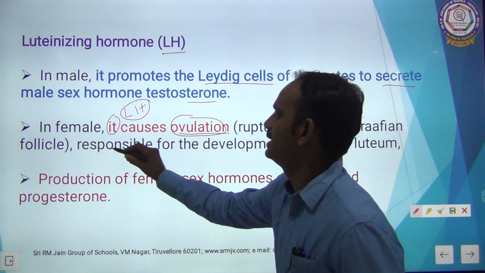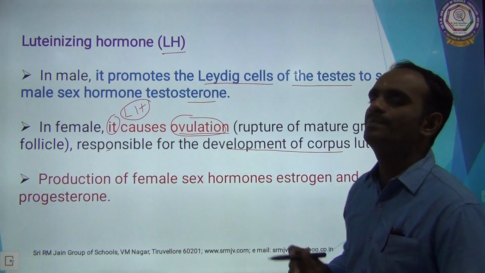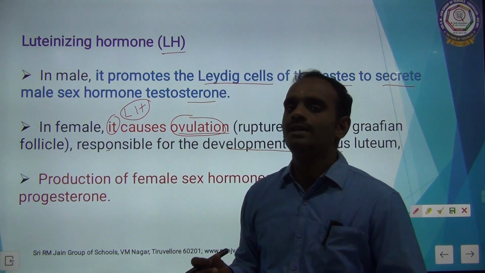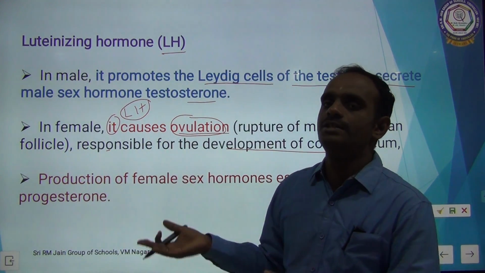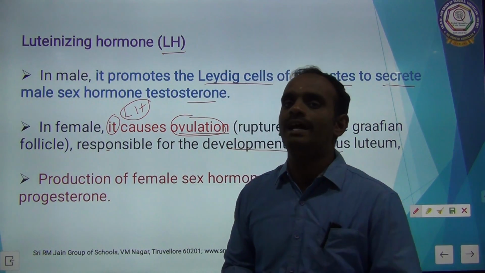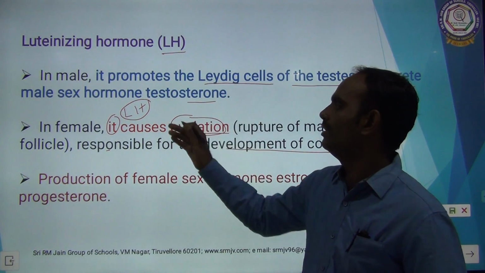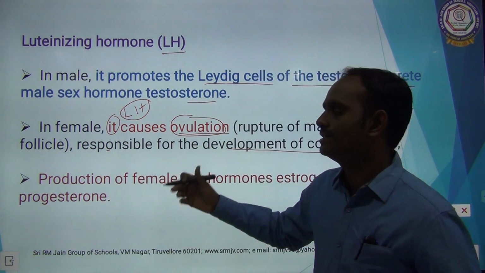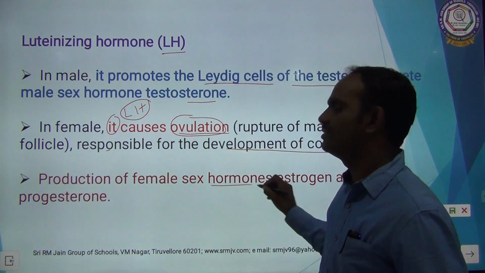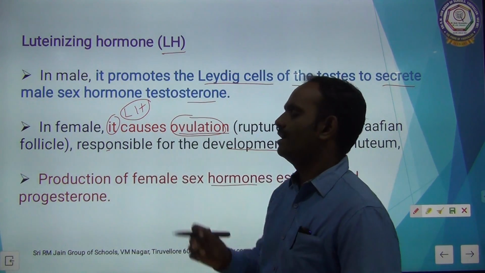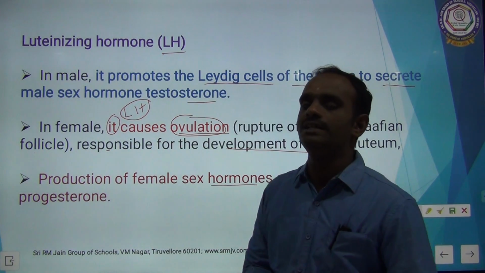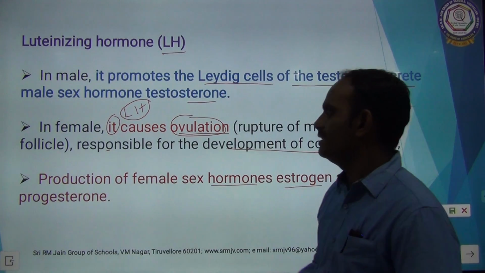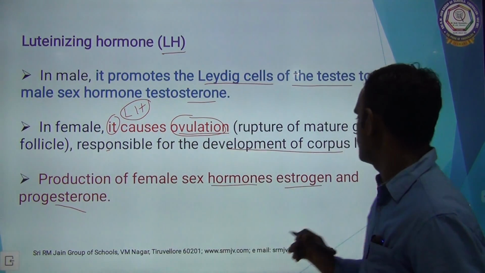After that, it is responsible for the development of the corpus luteum. What is the corpus luteum? The empty Graafian follicles are changed into a temporary endocrine gland, called the corpus luteum. All these actions are mainly by the luteinizing hormone. The next one, the production of female sex hormones. LH also plays an important role in the secretion of the female reproductive hormones called estrogen and progesterone.